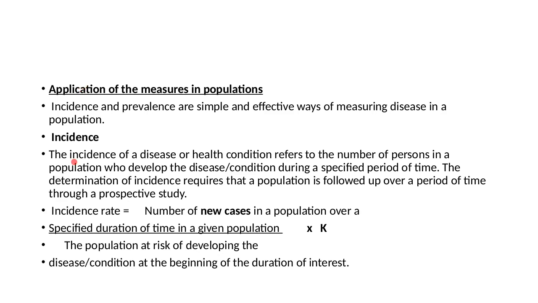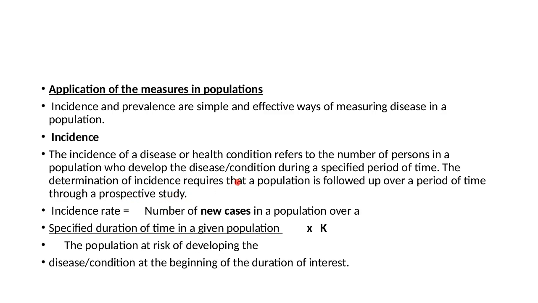So what is the difference between incidence and prevalence? We normally measure diseases using either incidence or prevalence. We will start with incidence. So the incidence of a disease or health condition refers to the number of persons in a population who develop the disease condition during a specified period of time. The number of people who develop, mark this word, who develop the disease condition during a specified period of time.